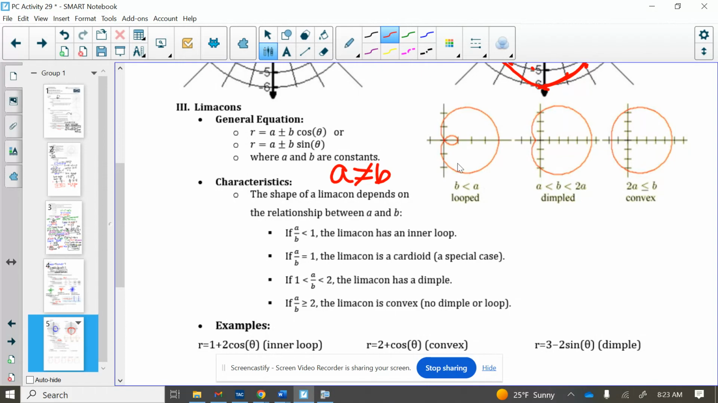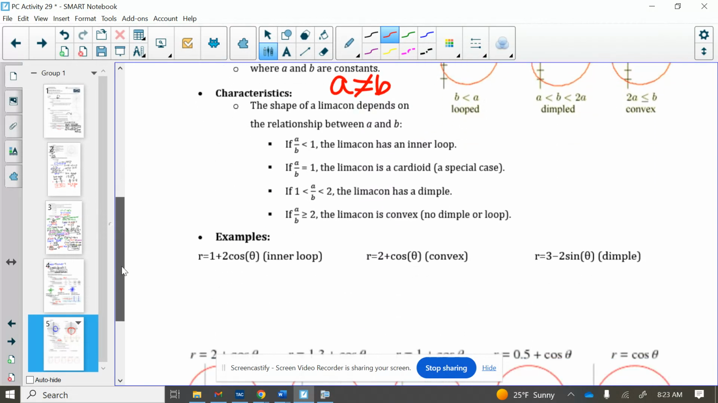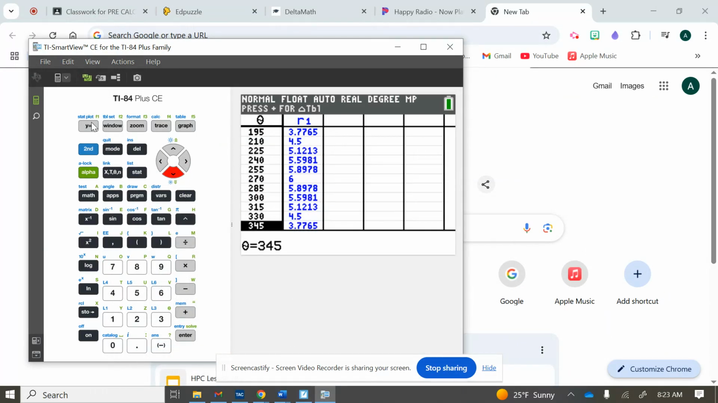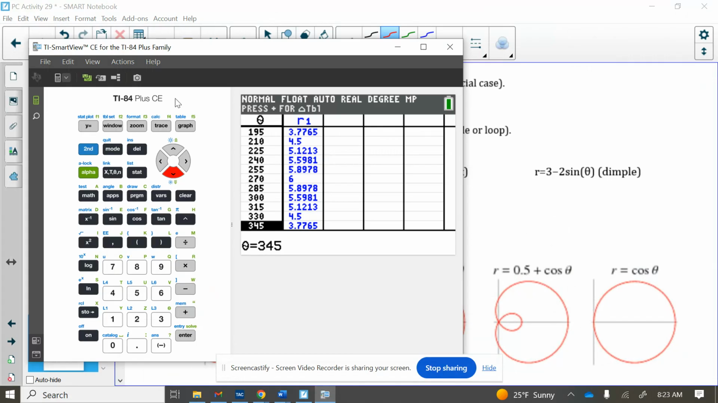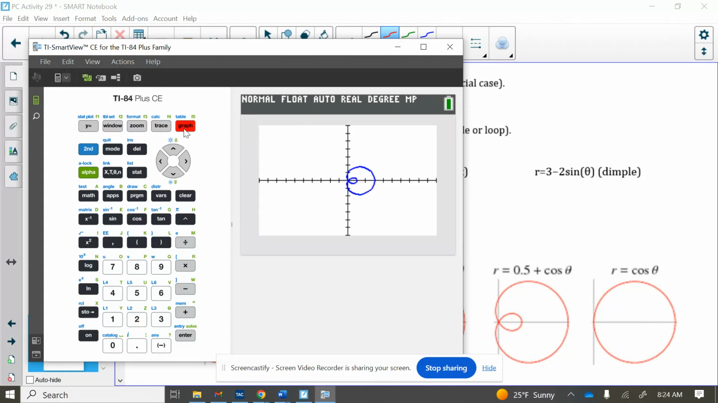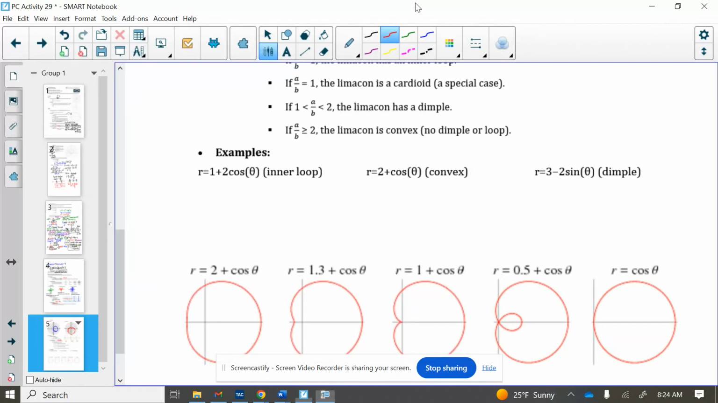We have a loop-de-loop limacon if your B value is less than your A value. And then we also have these convex ones that almost have a circular shape, but they kind of flatten out. So if we see some of these examples, for the first one, we have 1 plus 2 cosine of theta. So again, these are not the same, and we see that looped nature of this.